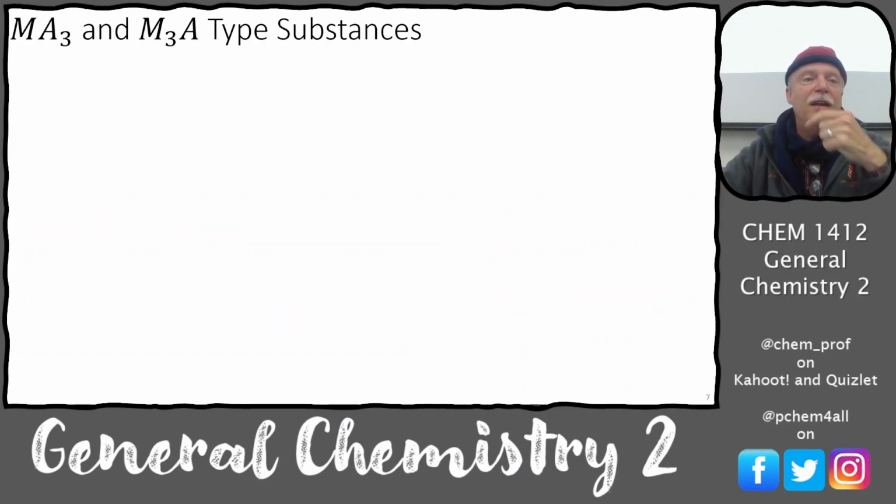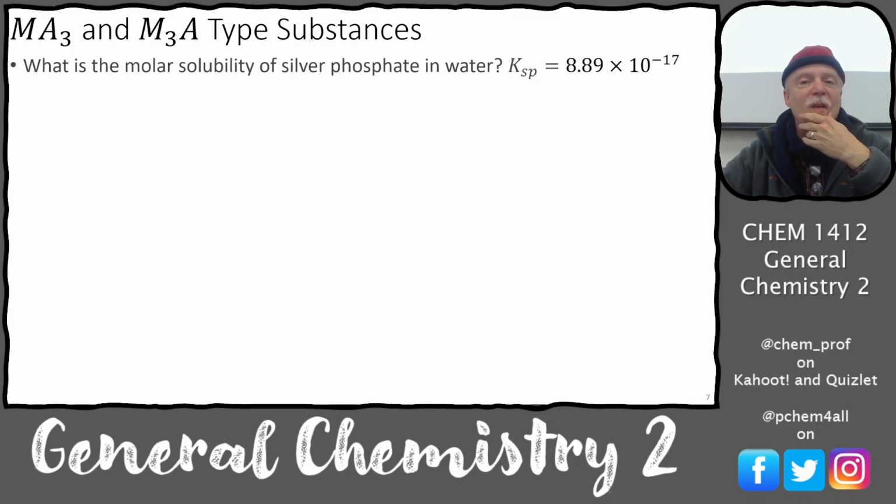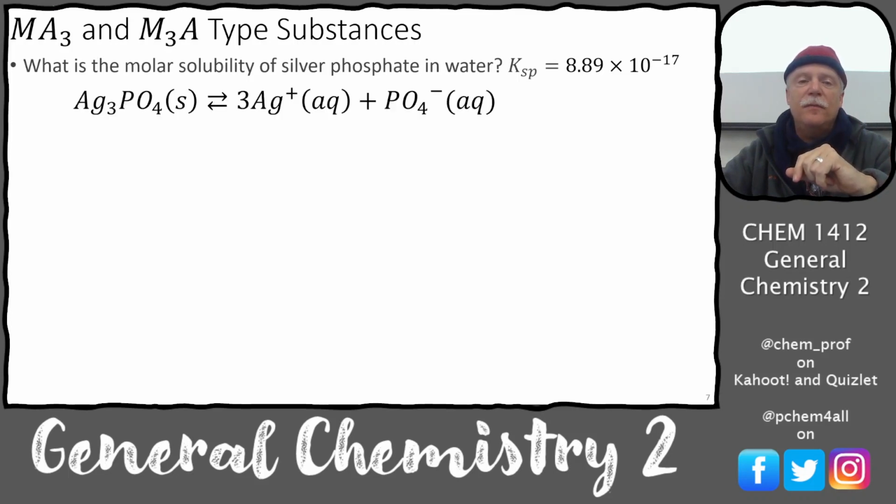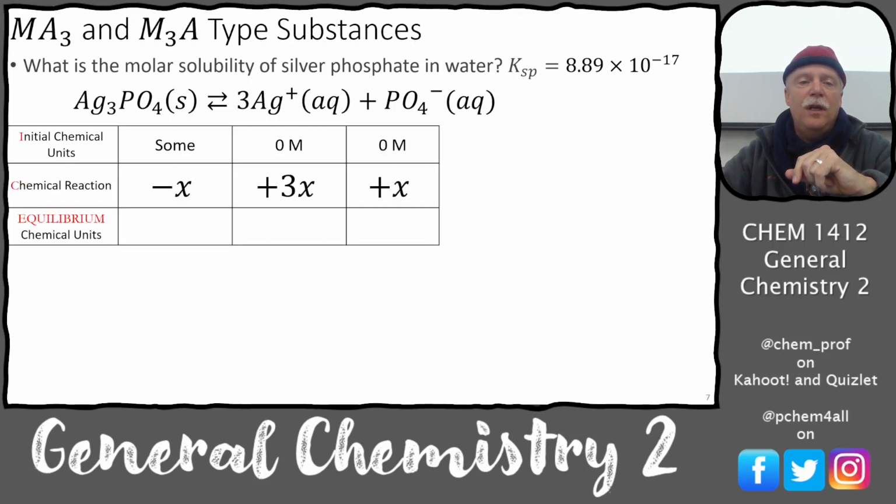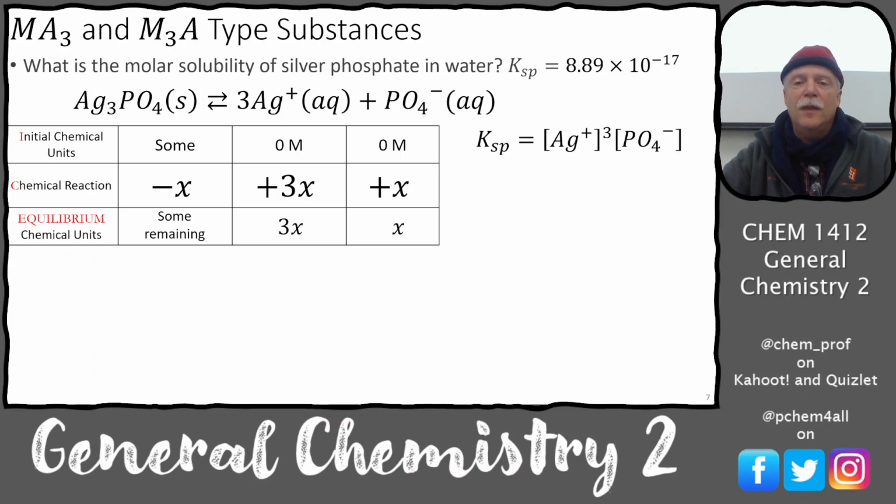All right, let's do an M3A. This is the molar solubility of silver phosphate in water. Again, from the CRC, that's the KSP for that one. So it's silver phosphate, Ag3PO4. Here's the ice table. If any of that dissolves, and as long as we have some remaining, it's a saturated solution, we'll get the maximum concentrations of these two substances. So if we lose a mole of silver phosphate, we get 3 moles of silver cations, and that would be at equilibrium 3x, and then 1 mole of phosphate, which would be x at equilibrium.